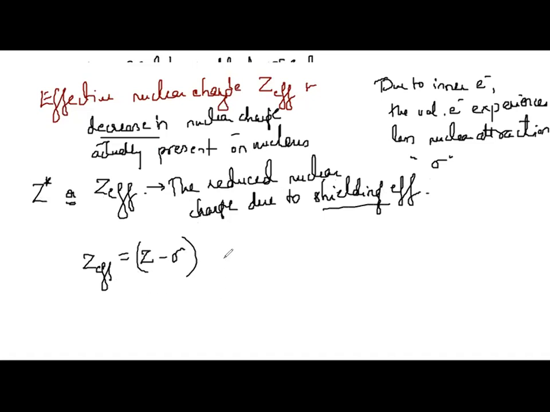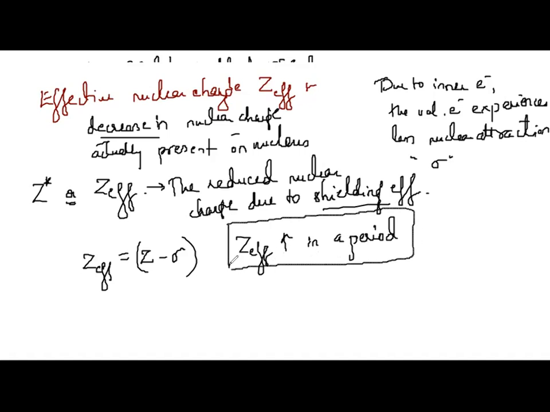The magnitude of effective nuclear charge, Z effective, increases in a period. As you move from left to right in the periodic table, effective nuclear charge increases. Please remember this, as it is required for our periodic trends, atomic size variation, and all. Yes, it increases in a period when we move from left to right. And as you move from top to bottom, it remains almost the same.